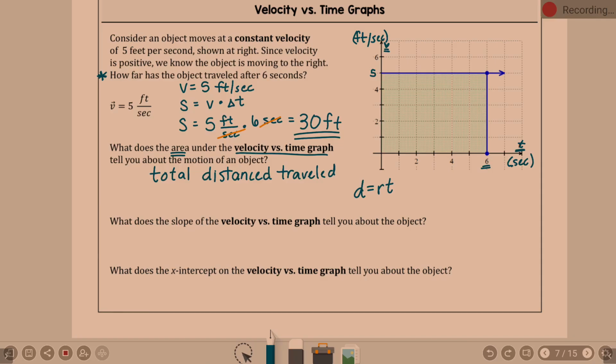What does the slope of the velocity versus time graph tell you about the object? Acceleration. The slope is going to be our acceleration. On this one, you can think the same thing unit-wise, because the slope is going to be your y over x, so your v over t. So you have feet per second divided by seconds, which is just feet per second squared, which is the unit for acceleration.